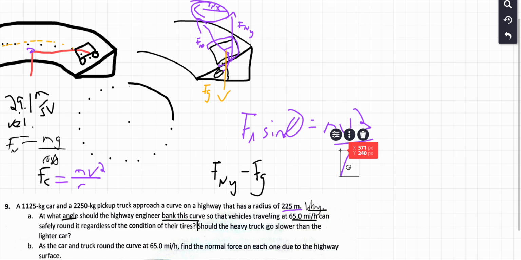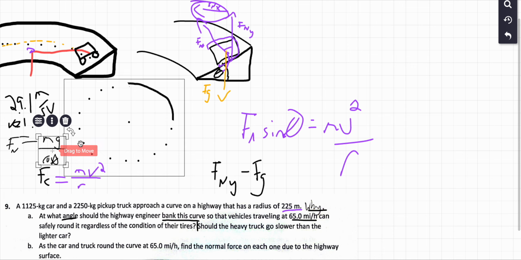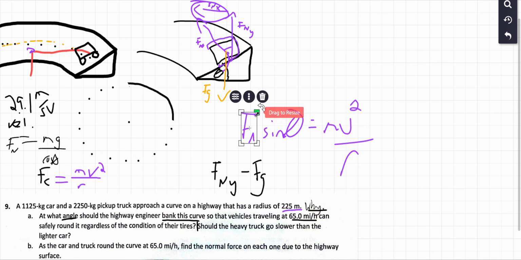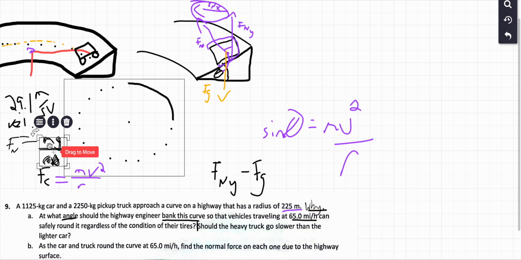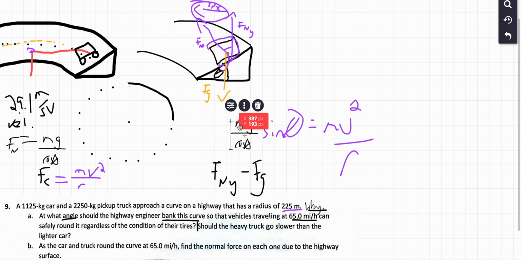I'm so sorry for my handwriting, guys. I'm not used to a mouse. That looks like a 3. I'll fix that. Boom. And we've already figured out what our normal force is, so let's plug that in, why don't we? Let's drag that over.